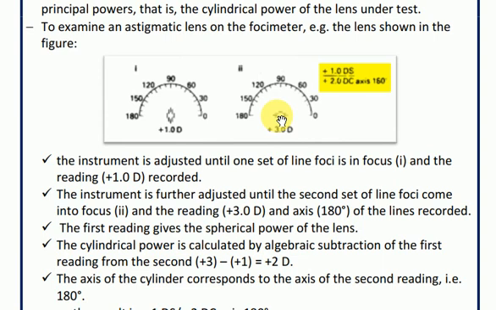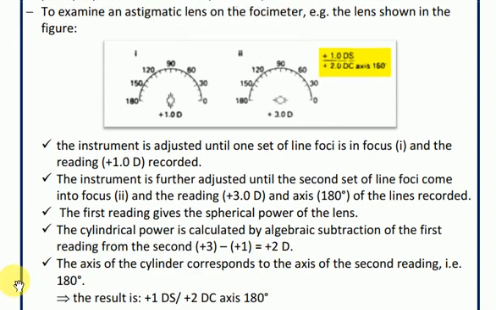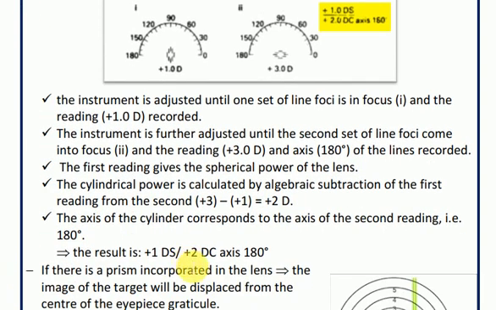The first reading gives the spherical power. The cylindrical power is calculated by the algebraic subtraction of the first reading from the second. So 3 minus 1 gives +2. +2 is the cylindrical power. The axis of the cylinder corresponds to the axis of the second reading. So it is 180 in this case. So the result is +1 diopter spherical, +2 diopter cylindrical, axis 180.